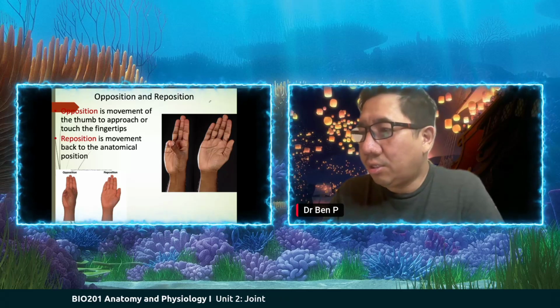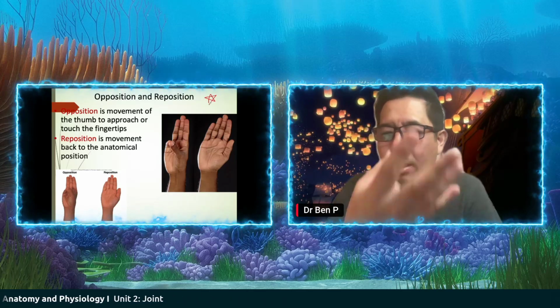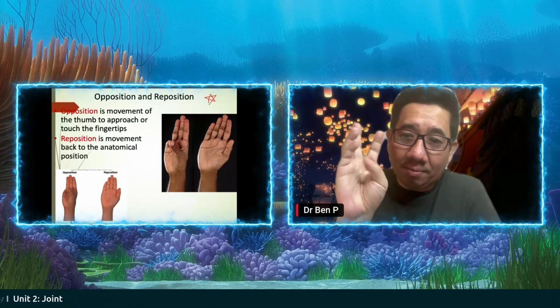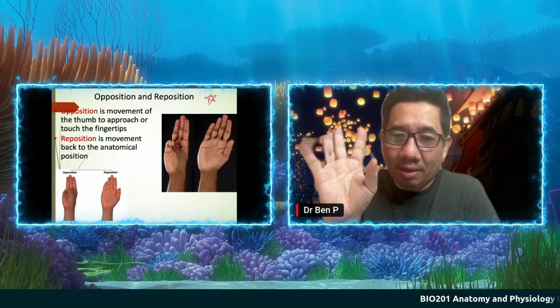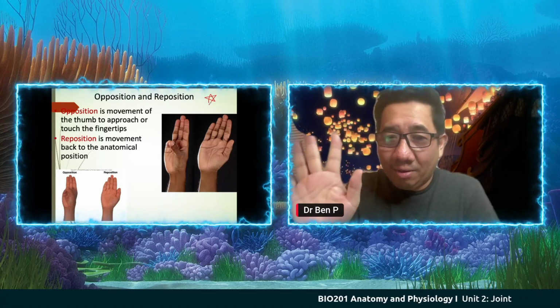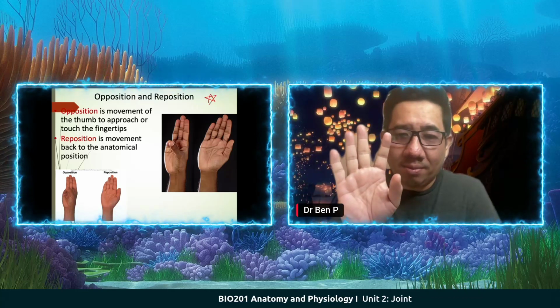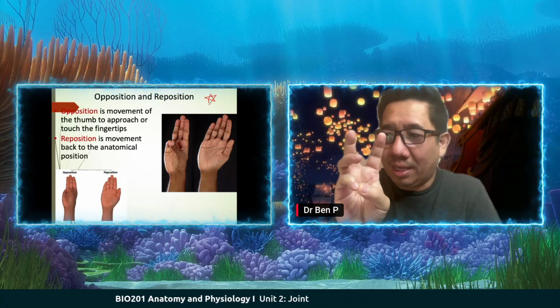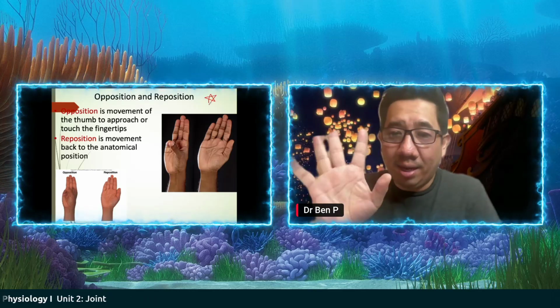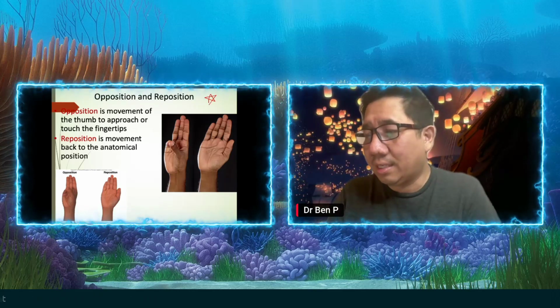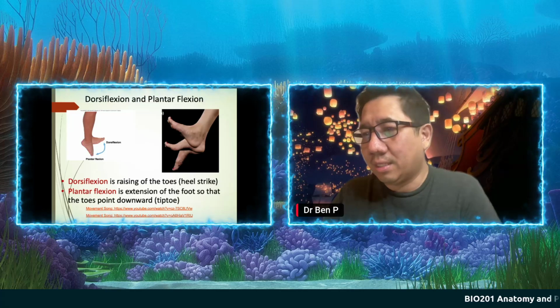Another one that you should know, you're going to see on your test, is called opposition. This is the opposing thumb. Apes and humans have an opposable thumb, meaning your thumb can fold and touch your pinky. That's opposition. Putting it back is called reposition.